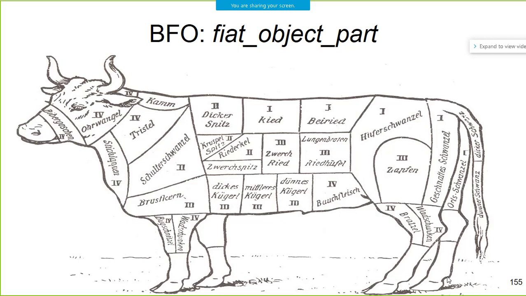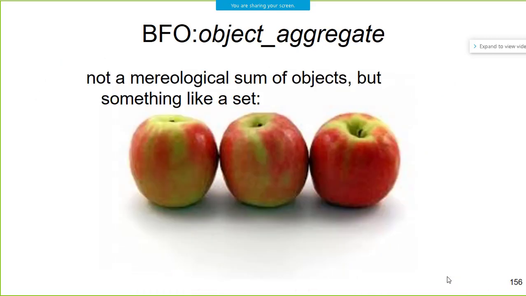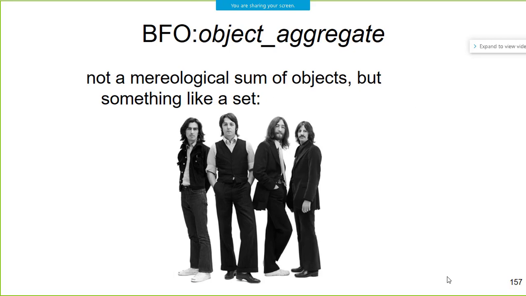But then we have object aggregates. So this is an aggregate of 3 apples. That's an aggregate of 4 beetles. And the very same aggregate can gain and lose parts. So it could have been that there might have been a 5th beetle. Or it could have been that there were only 3 beetles. But it was still the same aggregate. It was still the beetles. And this is an example of a very big and constantly changing object aggregate.